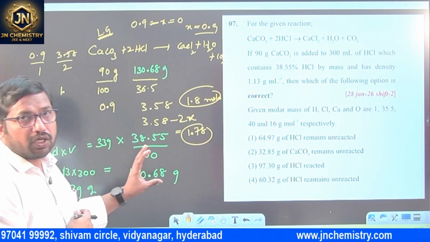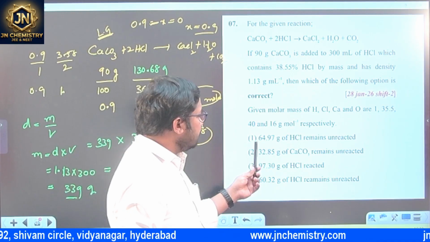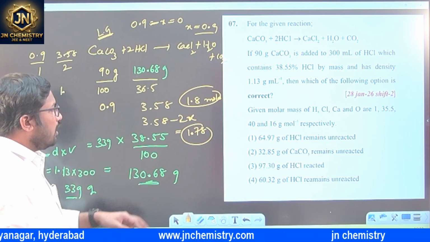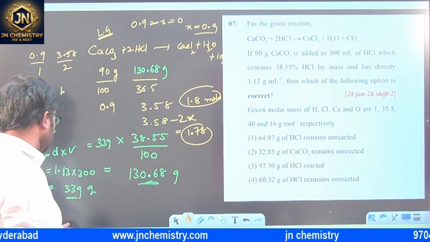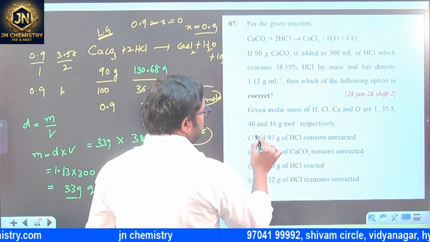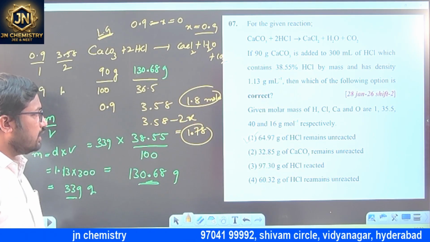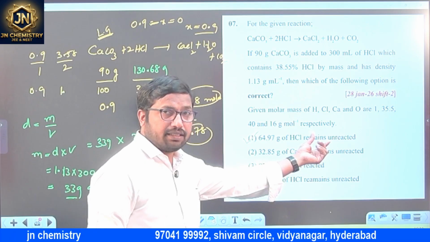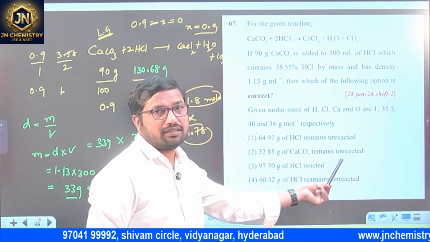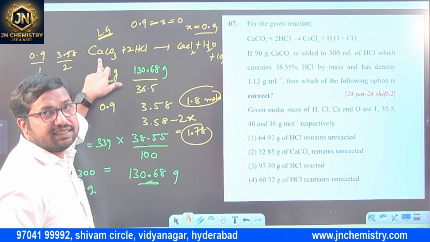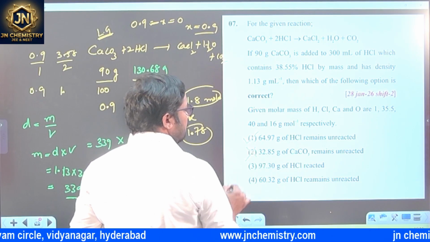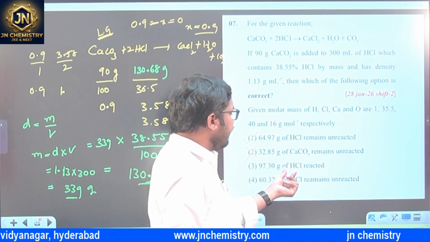So we need to cross-check the options now. 64.97 grams of HCl remains unreacted. How much? 1.78 into 36.5 gives 64.97 grams unreacted. Of course, this is the correct one. And 32.85 grams of CaCO3 remains unreacted? I told you the limiting reagent is CaCO3, so it is 100% consumed. So the second option is wrong.